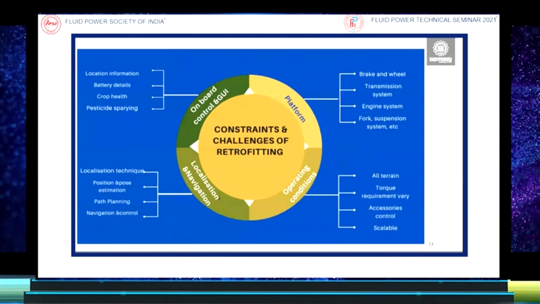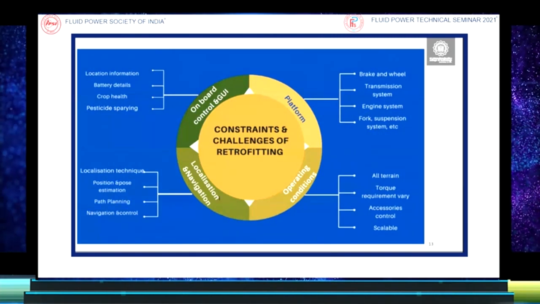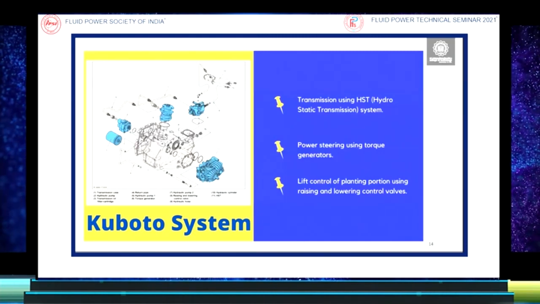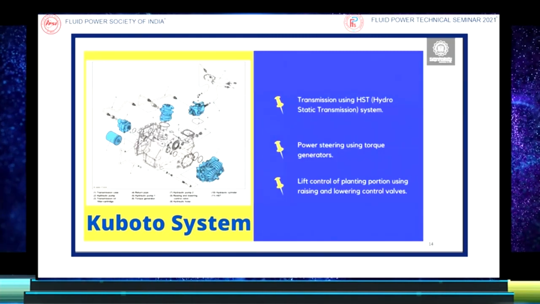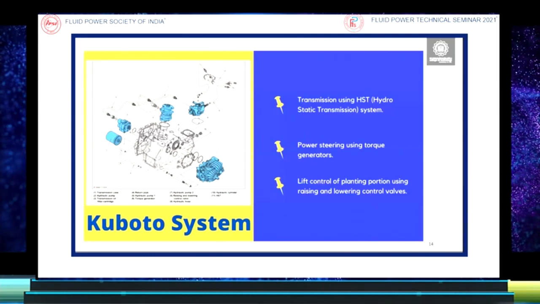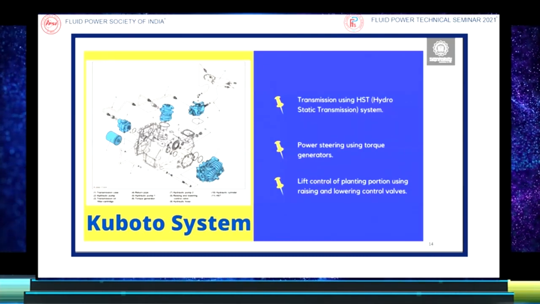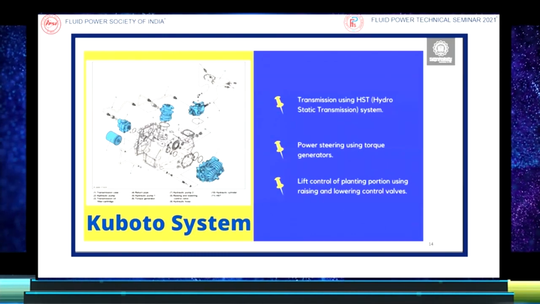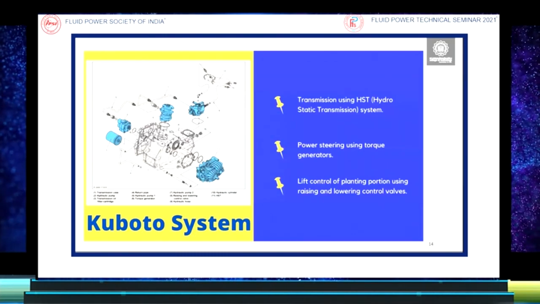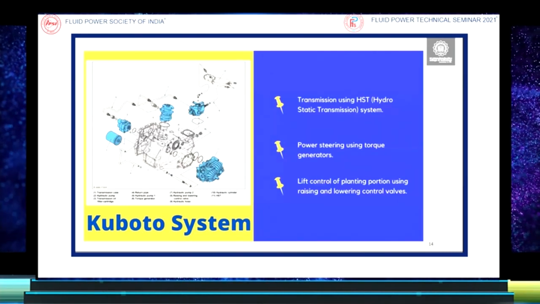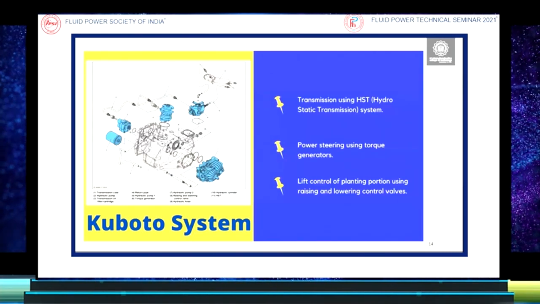With these constraints, we have chosen a transplanter, the Kubota transplanter. This is mainly for paddy seedling transplanting. The main objective is that rice is highly cultivated in India. When we proposed other crops, they said no, you have to go for paddy because of the large amount of cultivation happening in India.